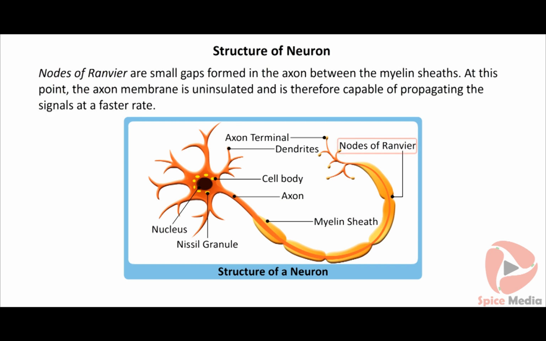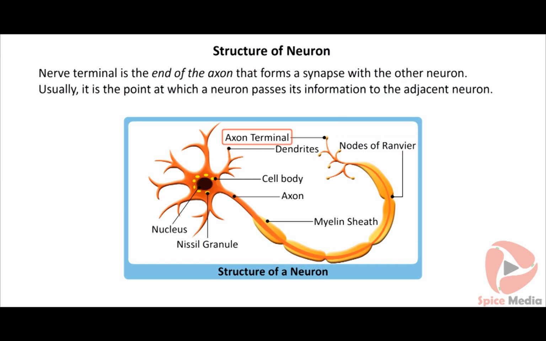Nodes of Ranvier are small gaps formed in the axon between the myelin sheaths. At this point, the axon membrane is uninsulated and is therefore capable of propagating the signals at a faster rate. Nerve terminal is the end of the axon that forms a synapse with the other neuron. Usually, it is the point at which a neuron passes its information to the adjacent neuron.